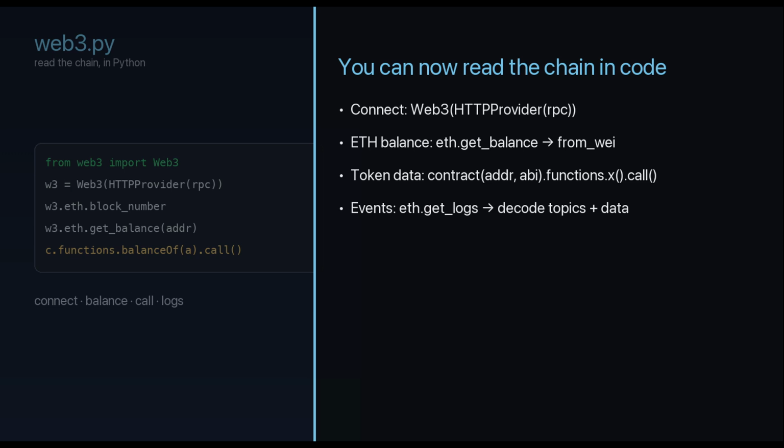Let's lock it in. To connect, wrap an RPC URL in an HTTP provider. To read a balance, call getBalance and convert from Wei. To read a token, make a contract object from its address and ABI and call its functions. And to read events, pull the logs and decode the topics and data. Those 4 moves are the foundation of every on-chain bot, dashboard, and scanner out there.